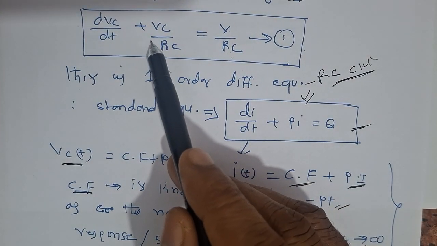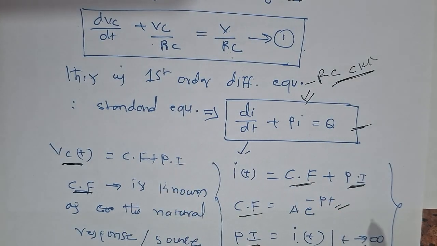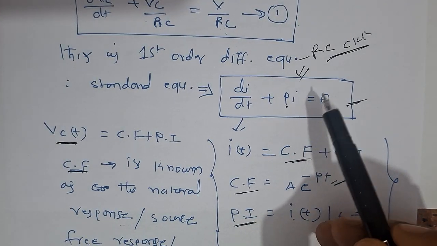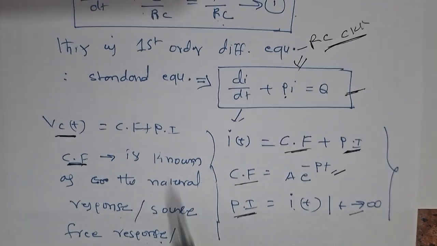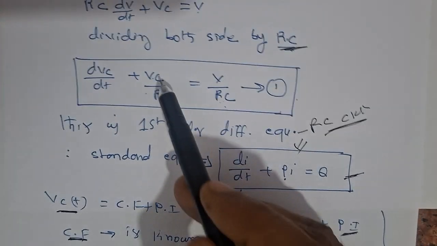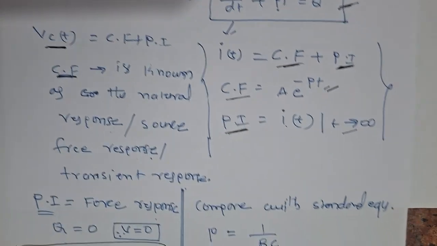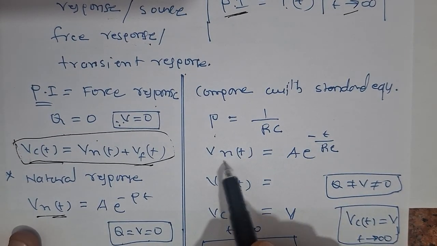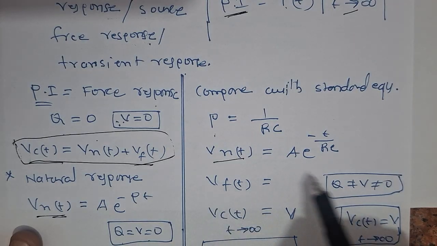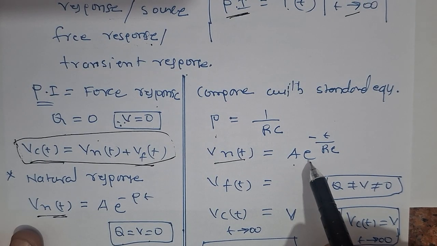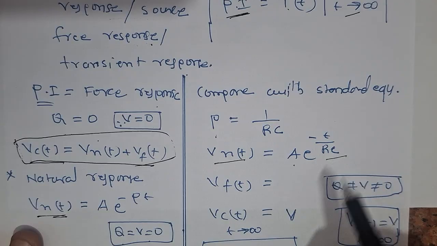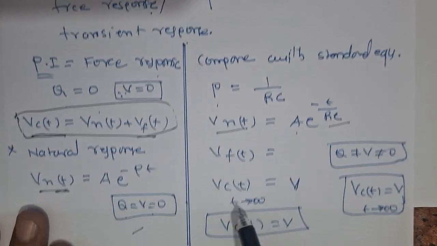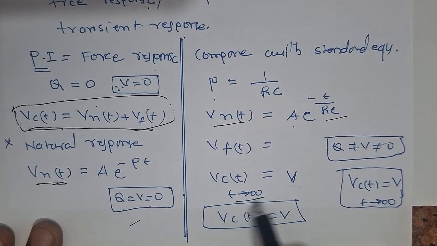This is the first order differential equation of the RC circuit. If you compare it with the standard equation, p is equal to 1 by RC. So here p is equal to 1 by RC, then the natural response is equal to A into e power minus t by RC. Therefore v of t is equal to this, and Vc at t equal to infinity.